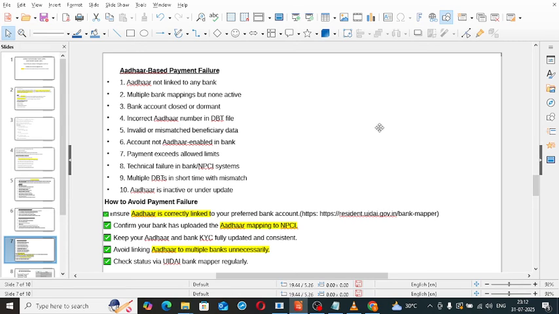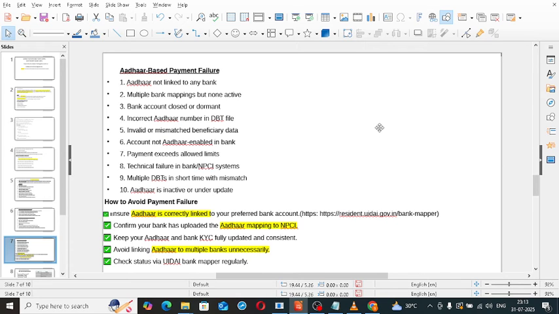Account not Aadhaar enabled bank. Suppose that bank is not enabled for the Aadhaar payment, like small banks. You try to initiate the transaction for that particular bank. That should not happen, because that bank never transfers the information to the NPCI Aadhaar mapper, right? Because that bank is not a part of the Aadhaar payment system.